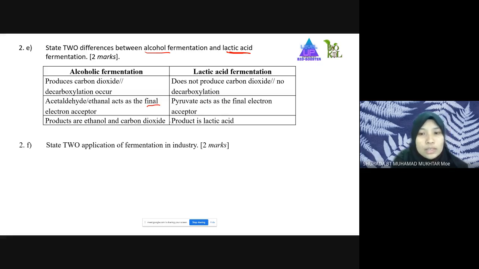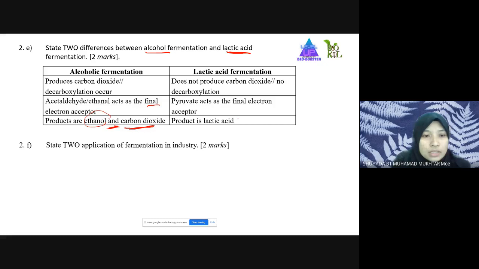Okay, last one is the product produced. So untuk produk kena mention dua-dua for alcoholic fermentation, ethanol and carbon dioxide. So 'and' ni digariskan, maksudnya kena mention dua-dua baru dapat markah. And for lactic acid fermentation, only lactic acid is produced. Okay, so that is the difference between alcohol fermentation and lactic acid fermentation.